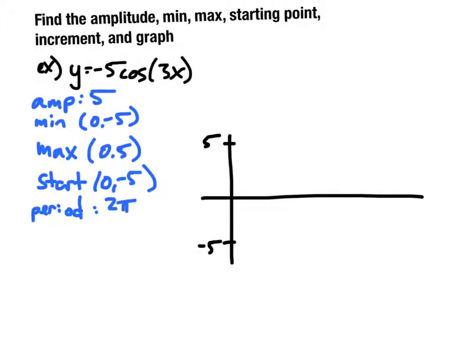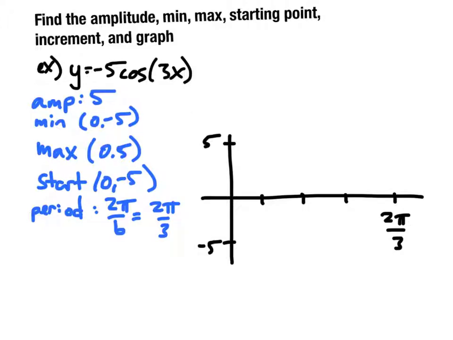So 2 pi over b. And my b is 3, so this would just be 2 pi over 3. So I know to complete the period, I have 1, 2, 3, 4 marks. The last mark is 2 pi over 3.